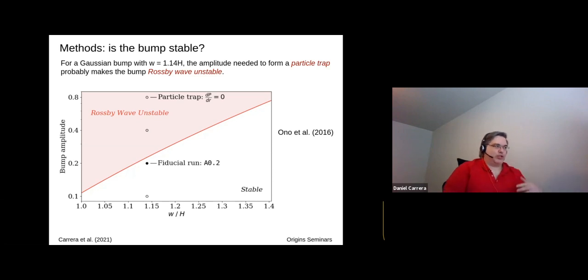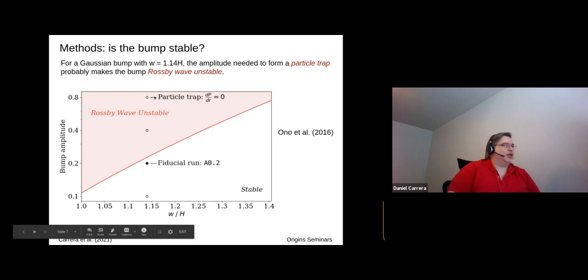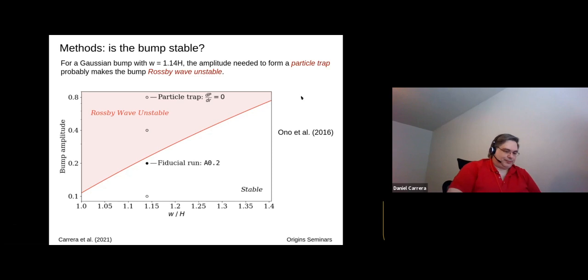But just to test, I'm going to explore the parameter space and investigate other values as well, including one where the pressure bump is big enough to have a fully formed pressure trap. So it will be a place where the pressure gradient is 0.